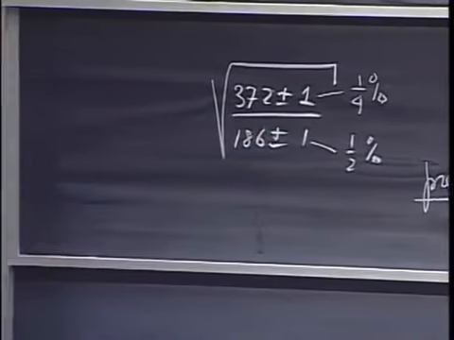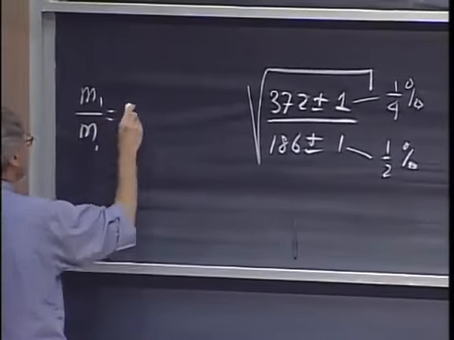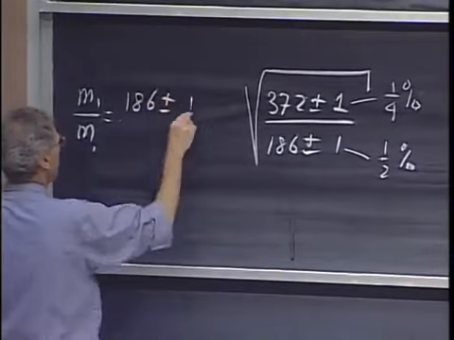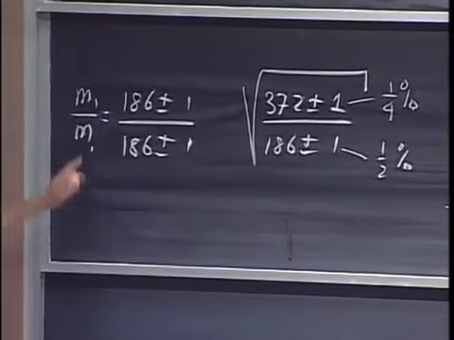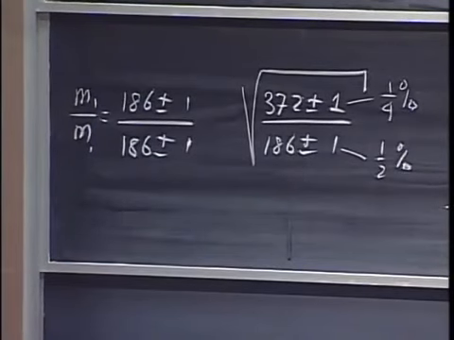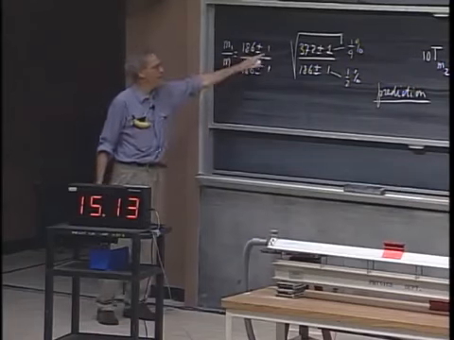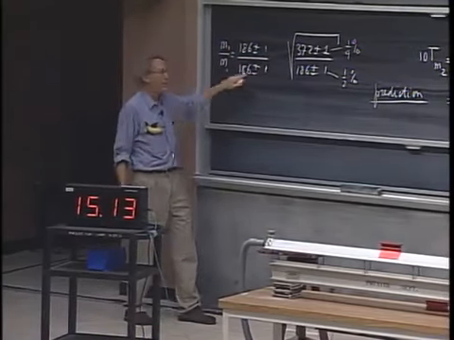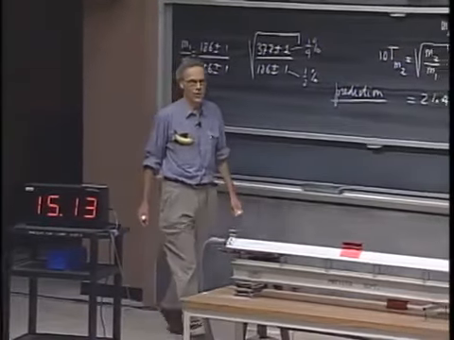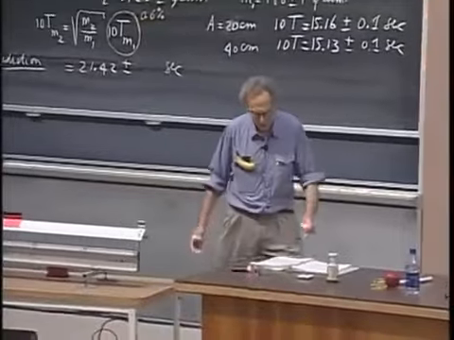The best way I can show you this, suppose I measured M1 divided by M1, which would be 186 plus or minus 1 divided by 186 plus or minus 1. That number is 1 with 100 zeros. This number is 1. You have the mass of one object, you divide it by the same object. Whereas if you would say, this is a 0.5% error, and this is a 0.5% error, you would say the ratio has an error of 1%, and that's not the case. So I will not bother you with that. I will not hold you responsible for that.